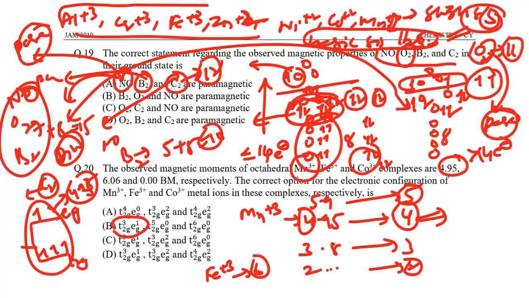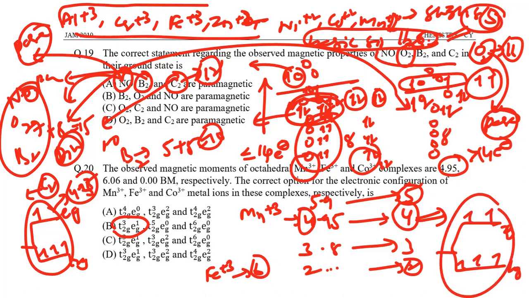For that 6 we need to look at it, which means it must have 5 unpaired electrons. So here in t2g 3 unpaired electrons, and in eg we should have 2 unpaired electrons, okay. High spin nature should be there. So for that t2g3 eg2, okay. Now just check for cobalt +3, it is 0 magneton, that means zero unpaired electrons must be there.